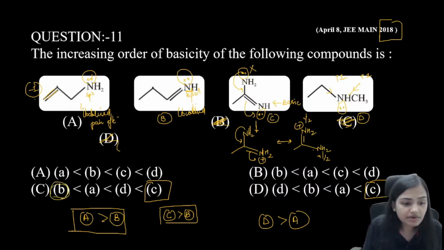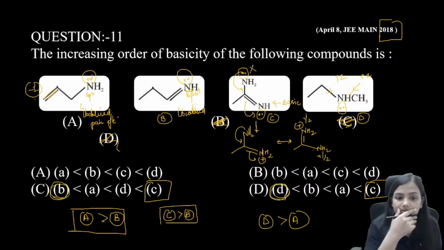Now just compare between B and D. So what is your call between B and D? B is this, D is this. Here nitrogen is sp2, here nitrogen is sp3. So my call is the sp3 hybridized nitrogen is going to be more basic. D is more basic as compared to B.